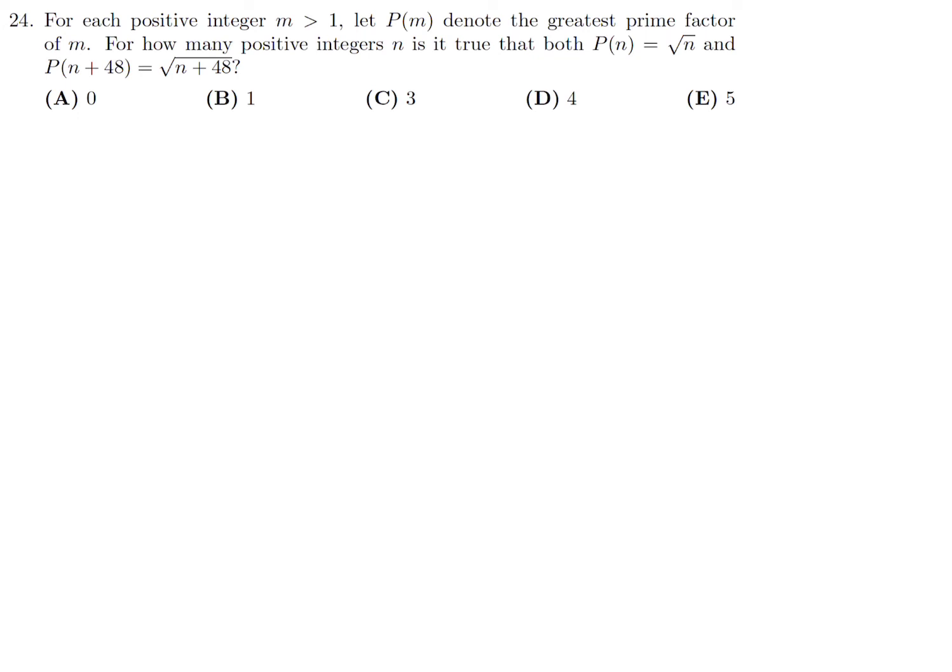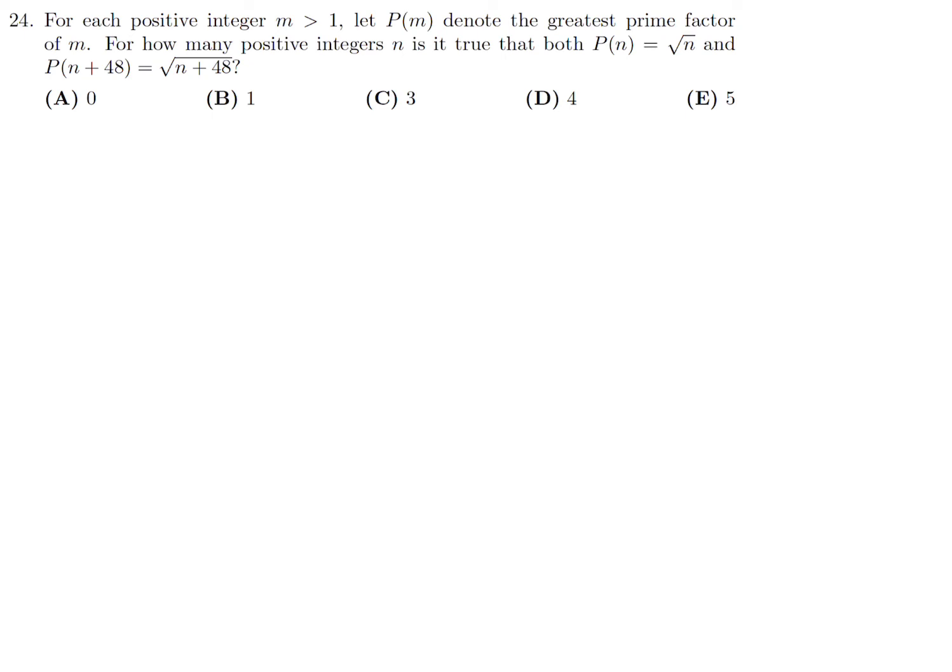For each positive integer m greater than 1, let P(m) denote the greatest prime factor of m. For how many positive integers n is it true that both P(n) is equal to the square root of n and P(n+48) is equal to the square root of n+48?